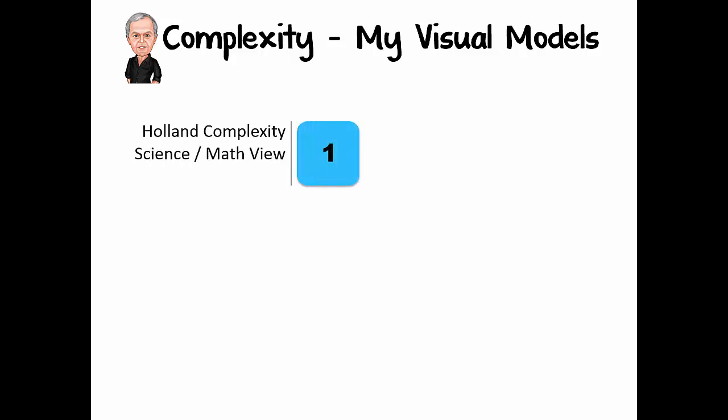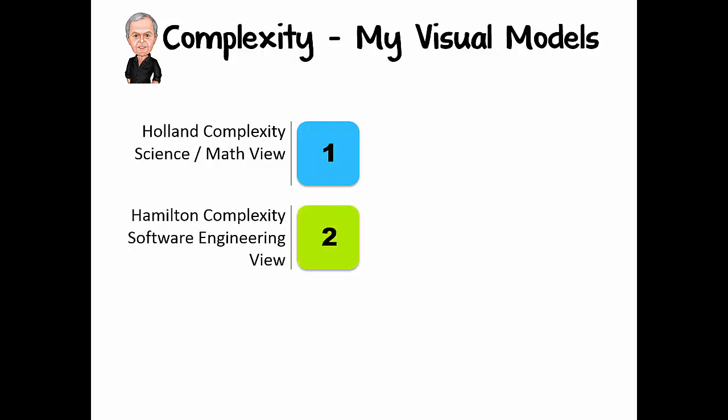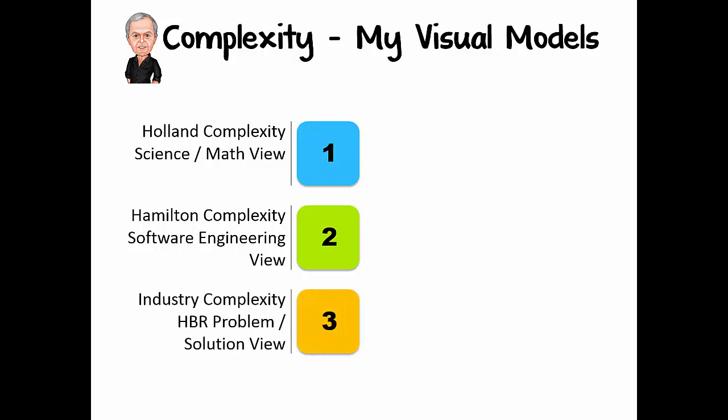My visual models of these three are, first, taking Holland's book on complexity, which I'm considering more of a John Holland science and math view. Then I'm taking Margaret Hamilton's complexity, the software engineering view that Margaret and Sadine Zeldin took in the way she approached complexity. And then industry complexity, from a Harvard Business Review problem solution matrix that was developed, so it's that view of complexity from an industry perspective. So those are the three models that I want to look at, and I think we'll start with Holland's.